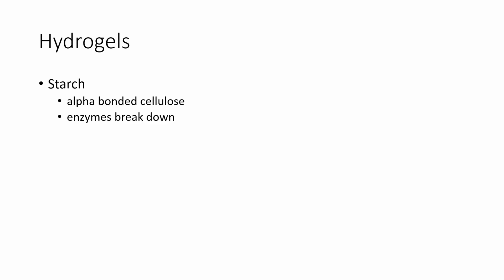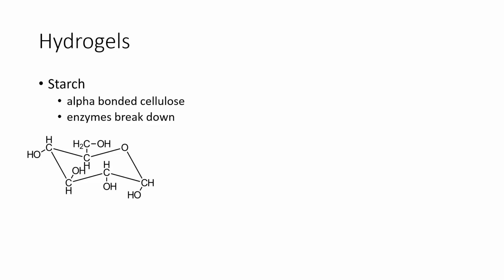We also have what we call the hydrogel, which is starch. Starch is an alpha bonded cellulose. It is broken down by enzymes. You start out with a glucose molecule. On the end of the glucose molecule, you've got the hydroxyl group. If you look at the other end of the molecule, you also see another hydroxyl group.